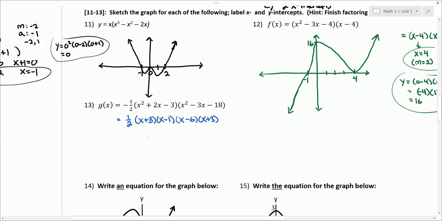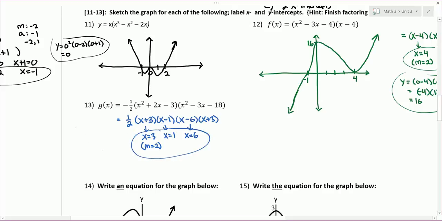So here we have 4 linear factors that give us zeros at x equals 3, 1, and 6. And the 3 is a double multiplicity, so it's going to bounce at 3. We're going to use that for our graph.